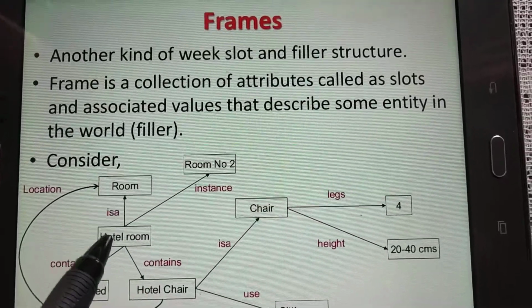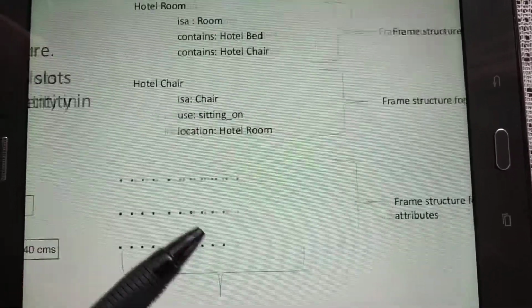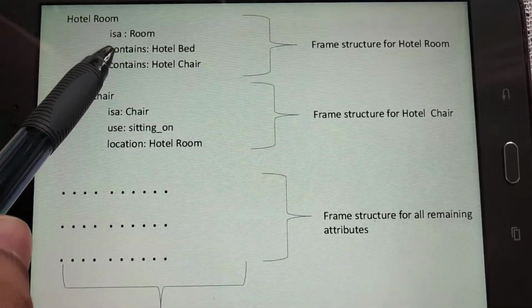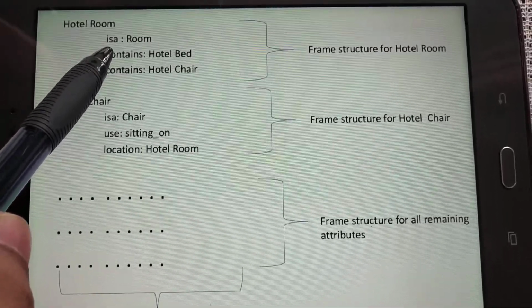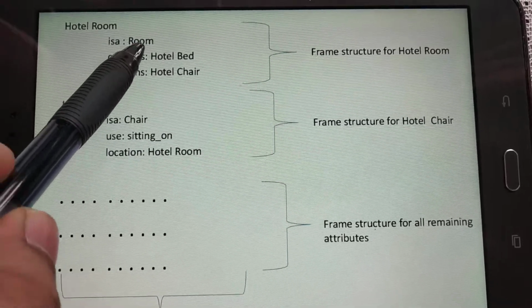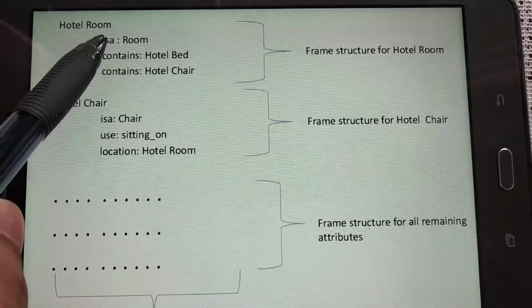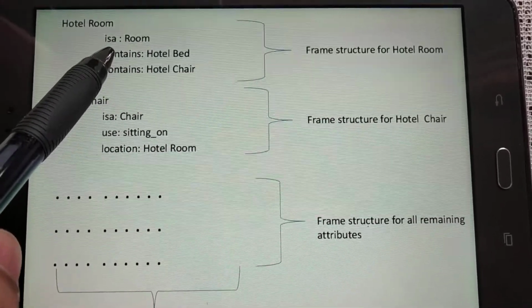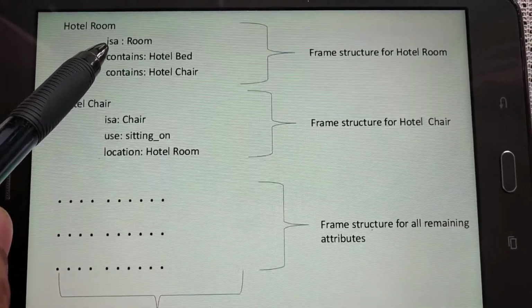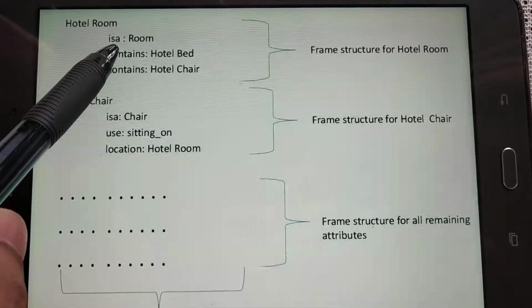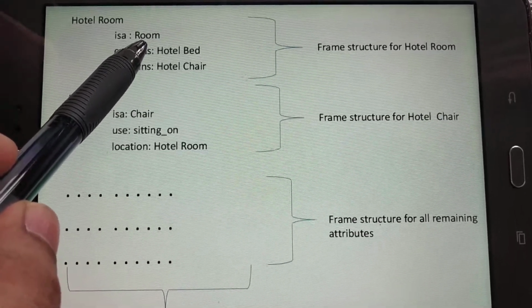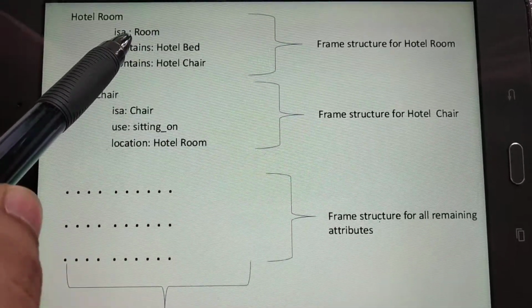So is a is one of the attributes of hotel room. I just write it in a structured way. Hotel room: is a is the slot, room is the filler. Hotel room is a room. So this is the slot and filler structure I was talking about. So is a is the slot, the attribute, and room is the filler, or the value of the attribute, and there is a colon written.